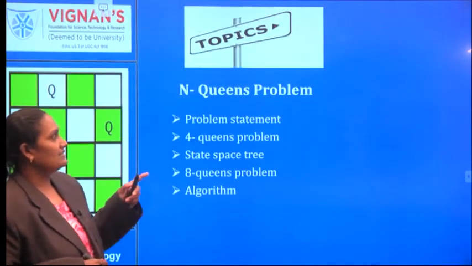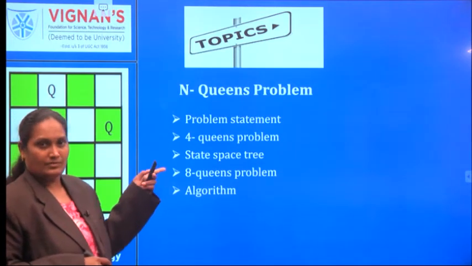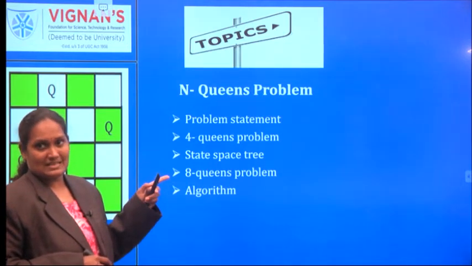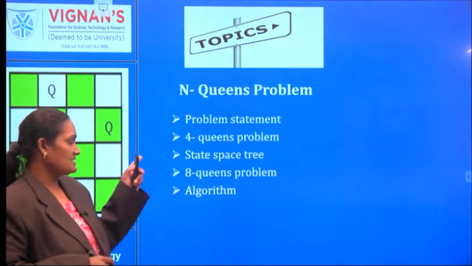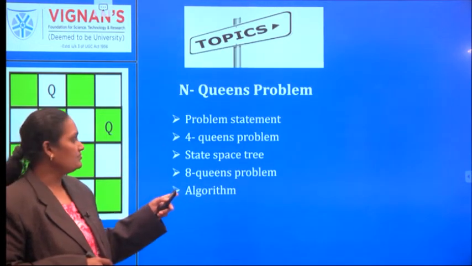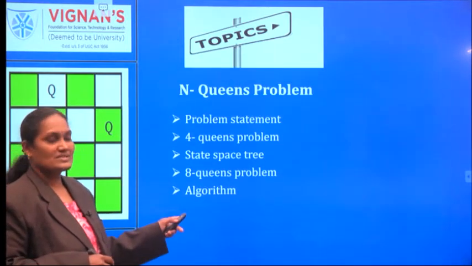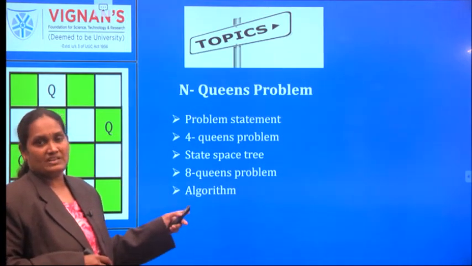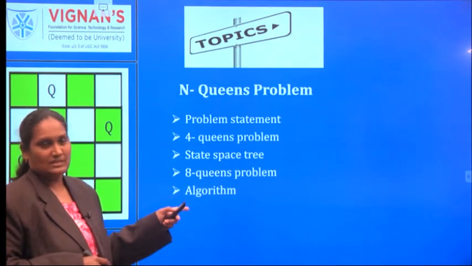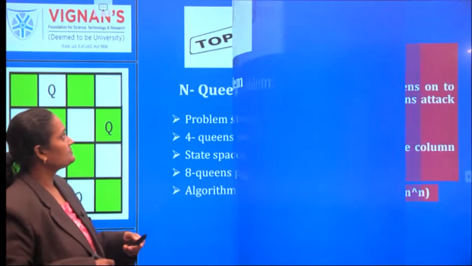The topics that we are going to discuss in this session are the problem statement of the N-Queen's problem. Especially, there are two instances in the N-Queen's problem. The first instance is the 4-Queen's problem and the second instance is the 8-Queen's problem. And the state space tree for the 4-Queen's problem, and also we are going to see the algorithm which is developed by using the backtracking algorithm design strategy. So all these concepts we are going to learn in this session.